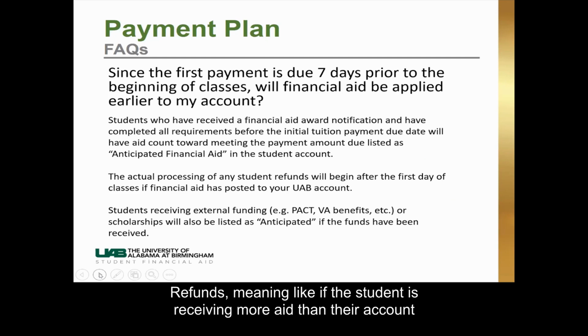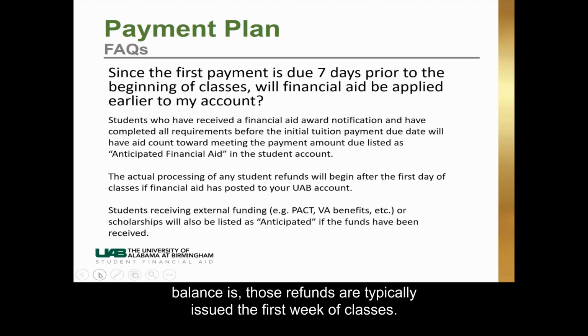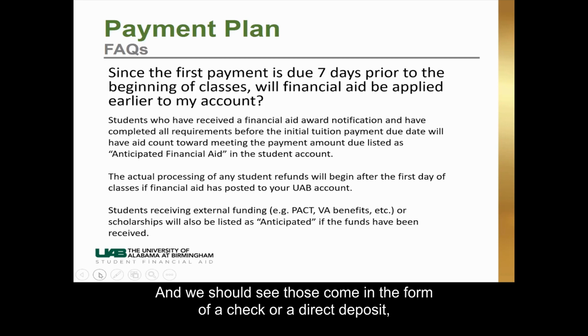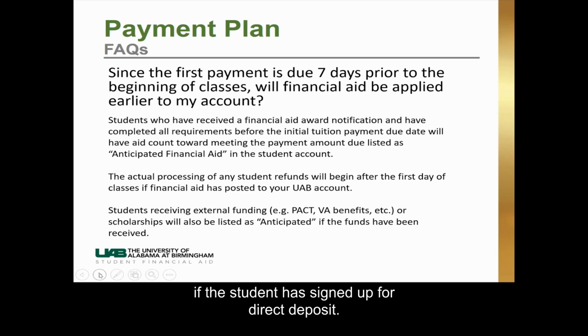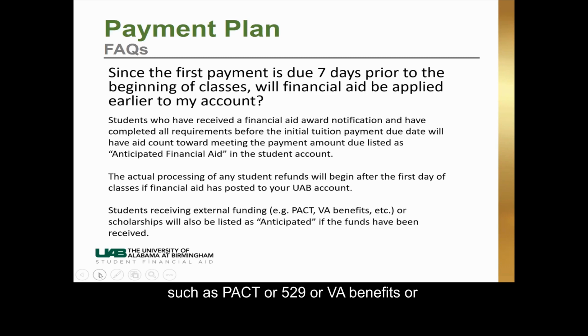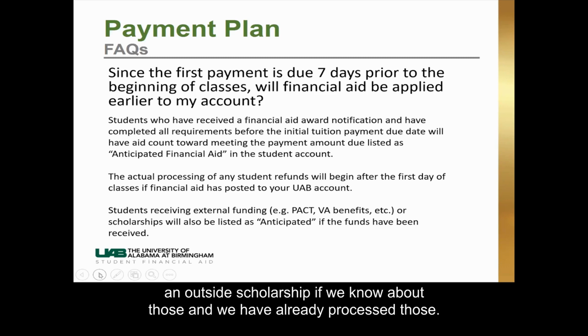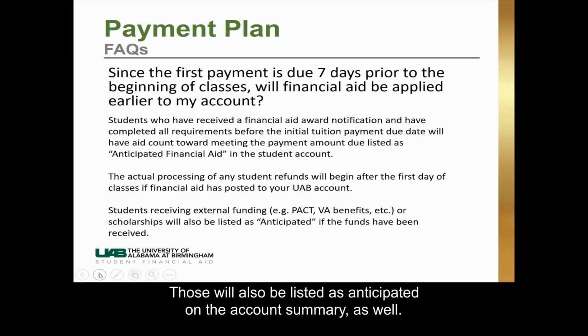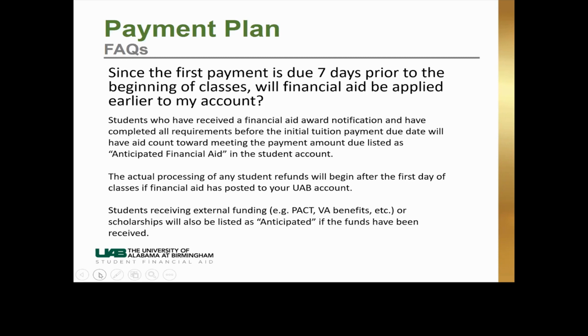Refunds, meaning if the student is receiving more aid than their account balance, are typically issued the first week of classes, and you should see those come in the form of a check or direct deposit if the student has signed up for direct deposit. Similar to financial aid, if a student is receiving any external funding such as PACT or 529 or VA benefits or an outside scholarship, if we know about those and have already processed those, they will also be listed as anticipated on the account summary.